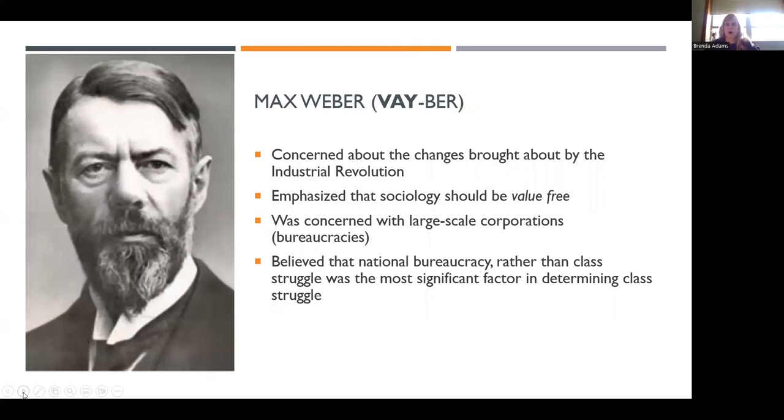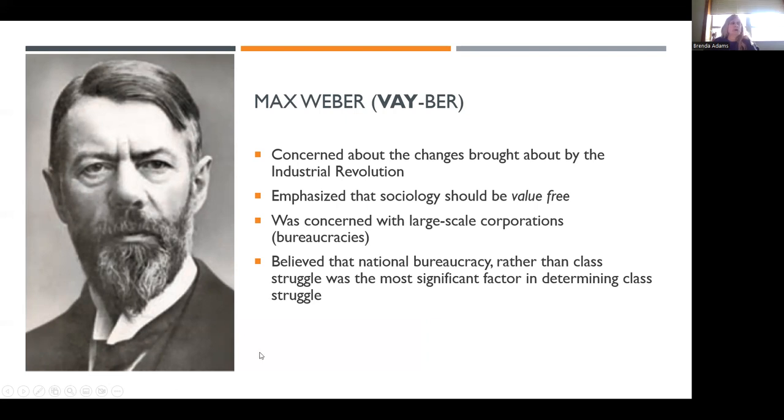Max Weber. He was concerned about the changes brought about by the Industrial Revolution. So how things changed, where everything was industrialized and everybody did it this way now, and they moved away from the rural. He felt that was a big concern. He emphasized that sociology should be value free, and that meant that they didn't put their personal issues into it, that none of that mattered. It was just based on this. Doesn't matter what your viewpoint is, this is what it is.